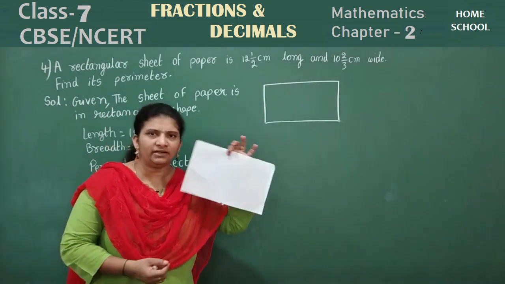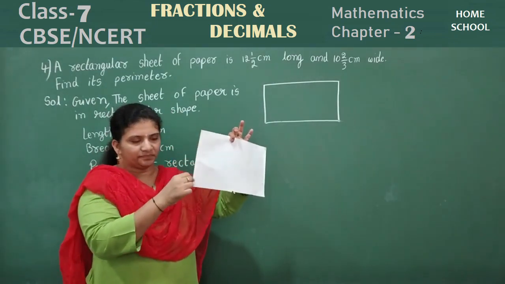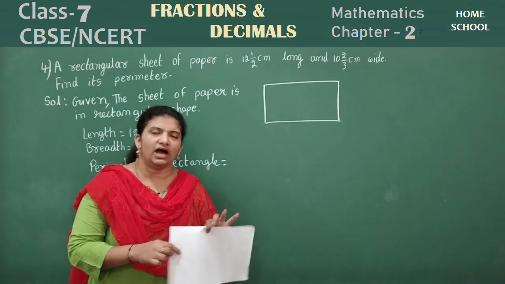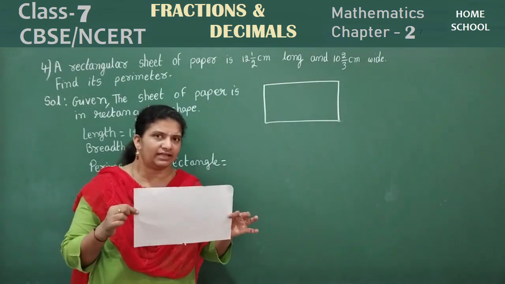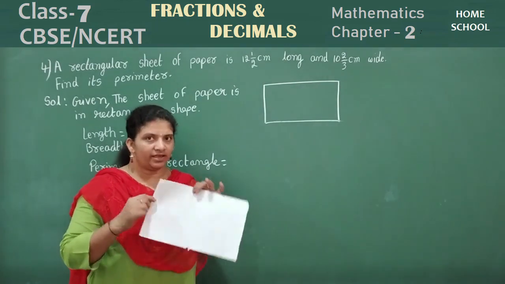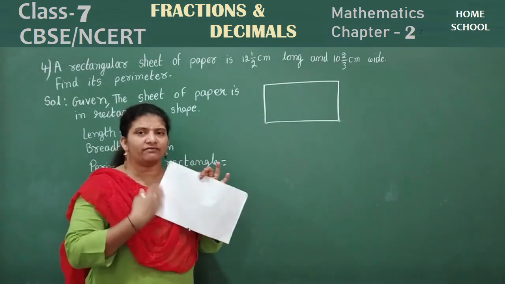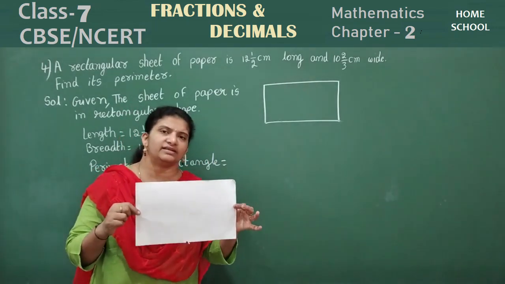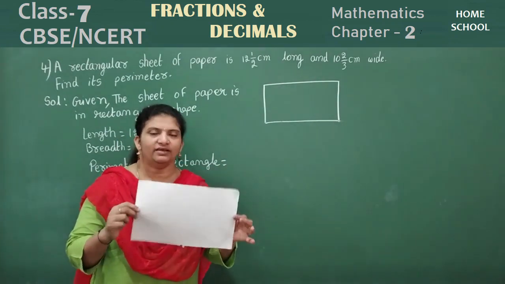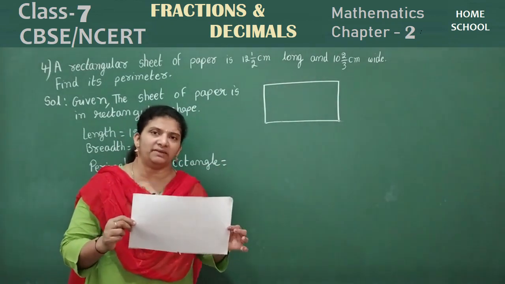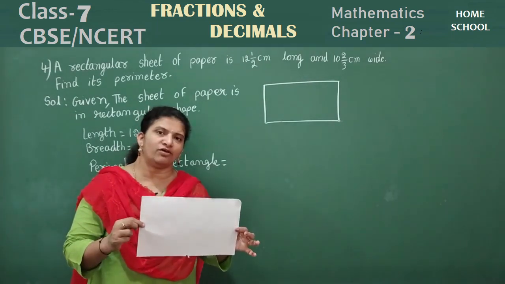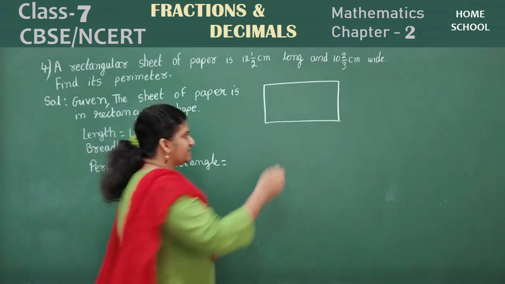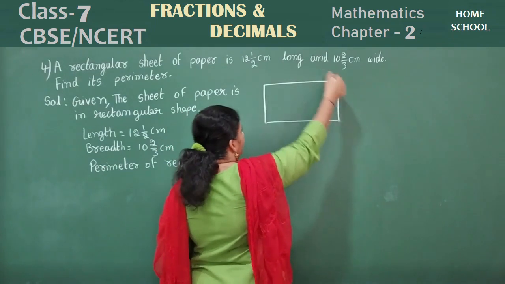So what do you mean by perimeter here? See here, the border, the outer line, we call it the perimeter. How can we find the perimeter of this rectangle? Do you know the formula? Observe here, this area we call the area of a rectangle. What is the area of a rectangle, children? It is length into breadth. Right, now the question is perimeter. What is the perimeter of a rectangle formula? 2 times length plus breadth.